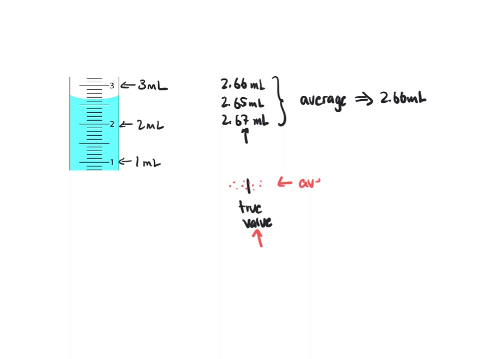So averaging averages out the fluctuations, the random fluctuations due to just the fact that we are always going to have random fluctuations in any measurement. So we always want to do more than one measurement, and we want to average those measurements to get closer to the true value.